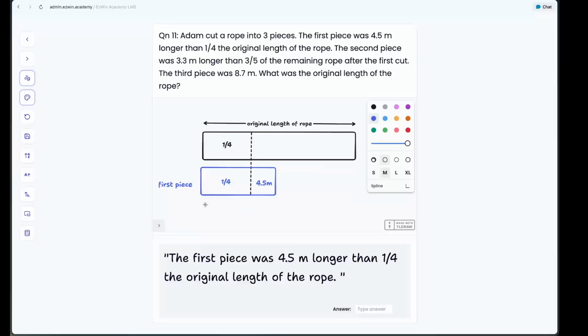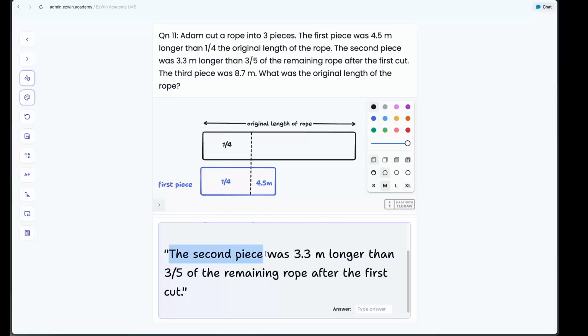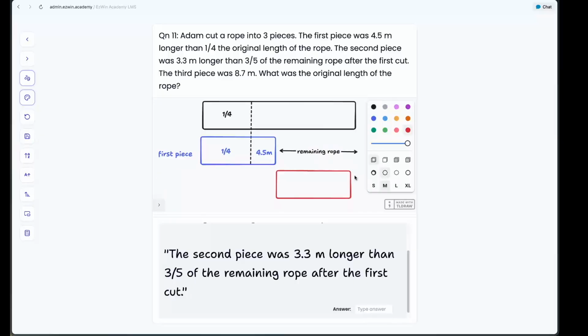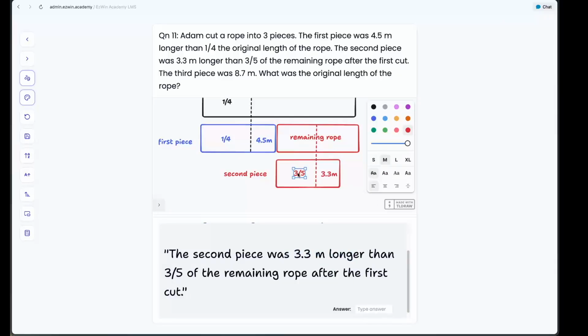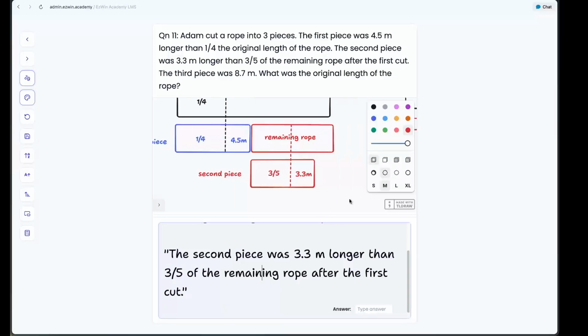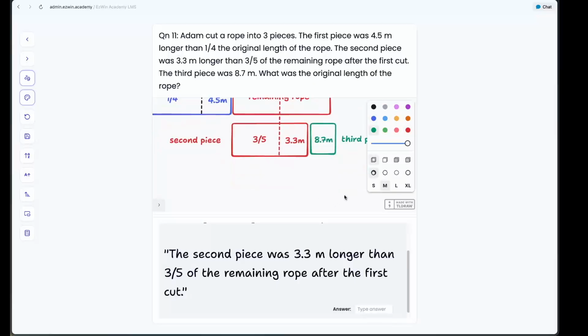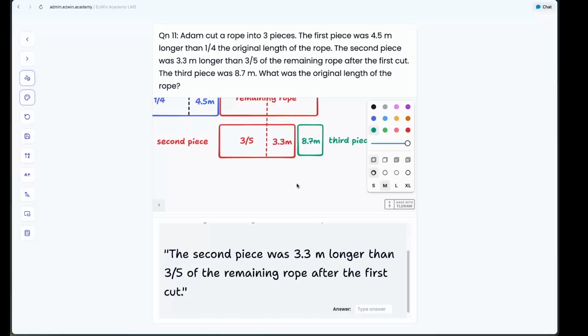Okay, so now let's move on to the second piece. The second piece was 3.3 meters longer than 3/5 of the remaining rope after the first cut. So the remaining rope looks something like this. Then it says the second piece was 3.3 meters longer than 3/5 of the remaining rope, which will look something like this: 3/5 of the remaining rope plus 3.3 meters. And the last one is the third piece, which is this one over here. The third piece is 8.7 meters. So what's the original length?